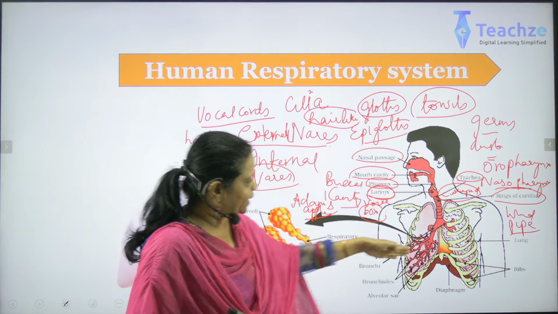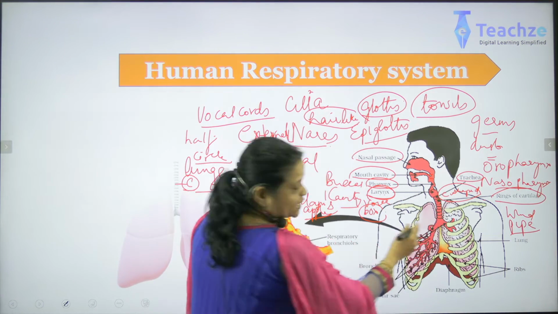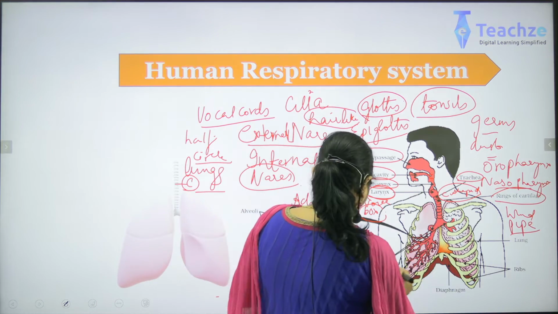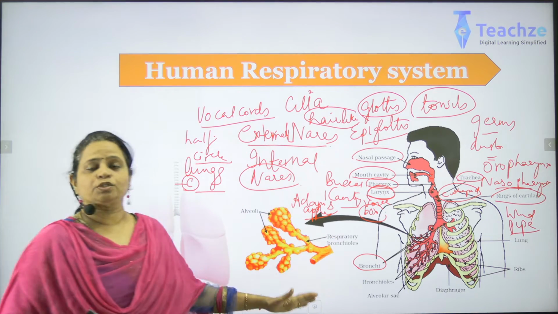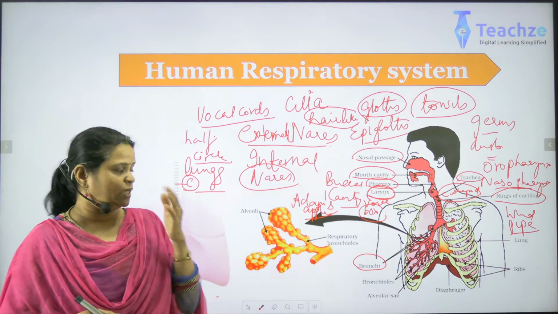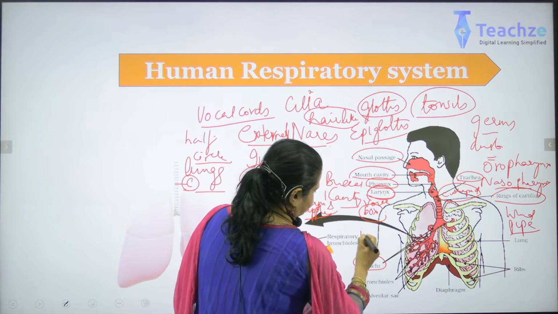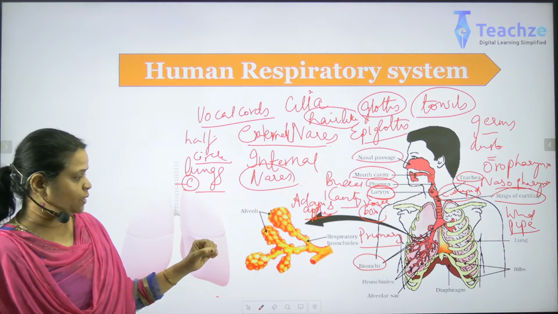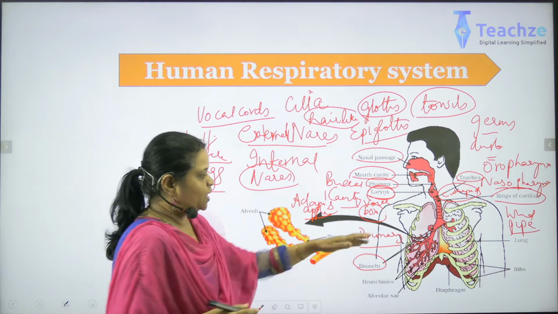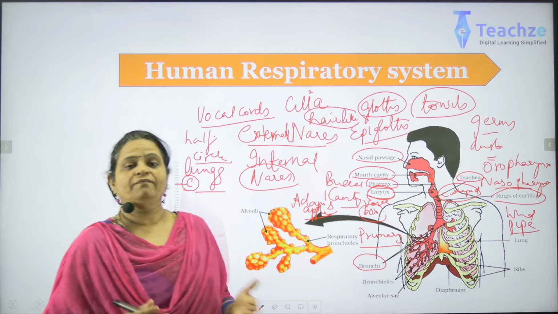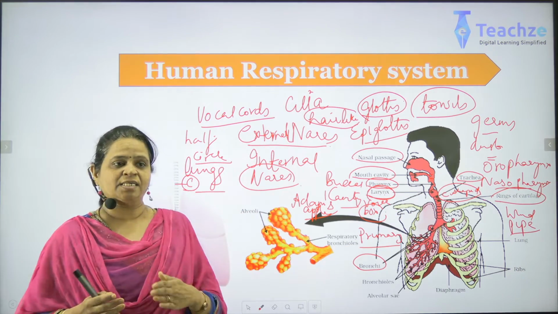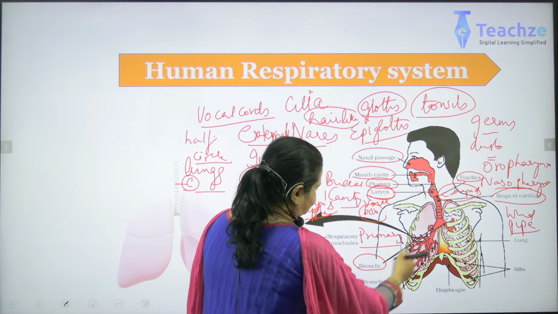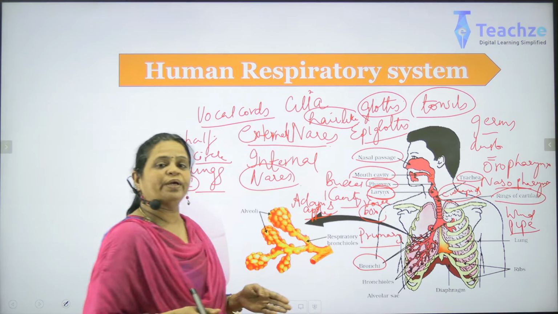Now, as you go down, you will see the trachea is dividing into two. What are these two? These two are the bronchi. Initially we call them the primary bronchi. And remember, bronchi is plural and singular, we call it a bronchus. The primary bronchi enter each of the lungs, that is onto the right and the left side. Why does it branch? Because it has to move inside the lungs.